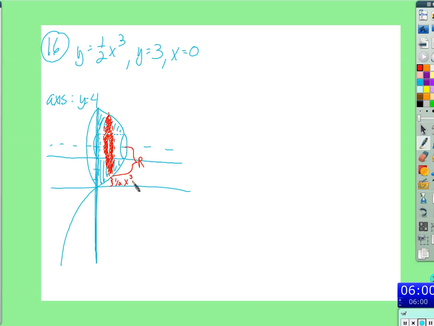Is that funny, Hallie? 1/2 x cubed. So how are you going to find that larger radius, the distance from here to there?